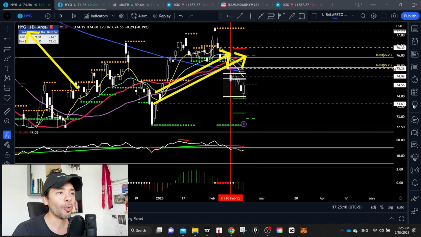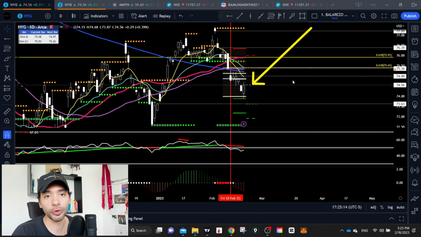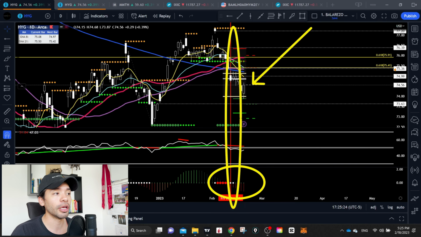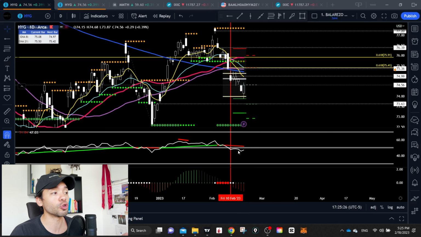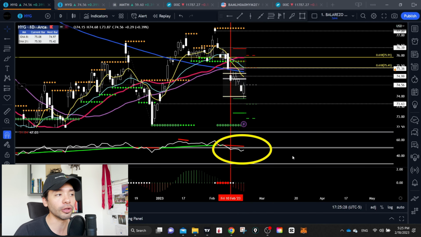However, what we are seeing right now is that junk bonds already broke to the downside, and all my indicators are suggesting more downside. You can see that the squeeze is firing to the downside. I have an active sell signal, you can see the red line at that level, and you can see that the trend oscillator is below the middle line. So we are expecting that the path of least resistance in the HYG continues to be to the downside.